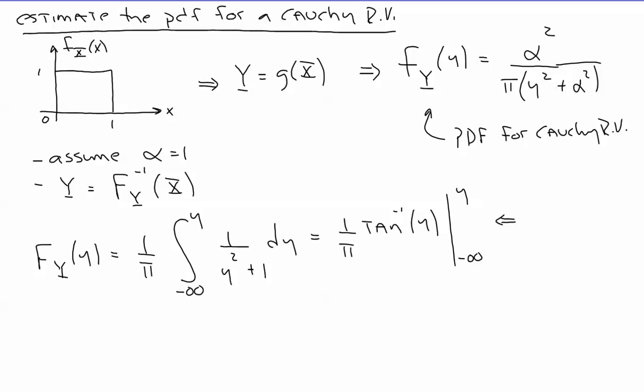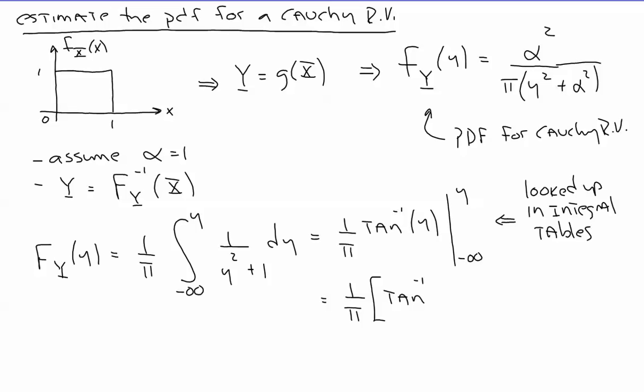I looked that up in an integral table. If I give you a test problem that requires integral tables, I'll provide you the integral tables, okay? Don't worry about that. So performing this integration, I get 1 over pi arctangent of y plus pi over 2. And that is just 1/2 plus arctangent of y over pi. Let's go to the next page and finish this up.